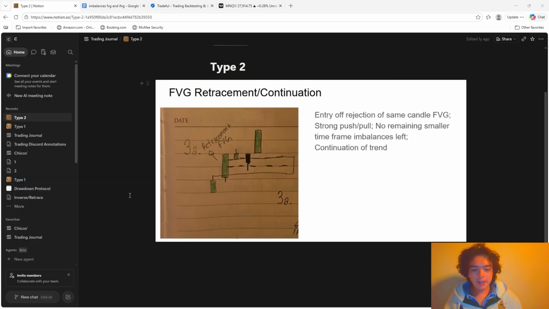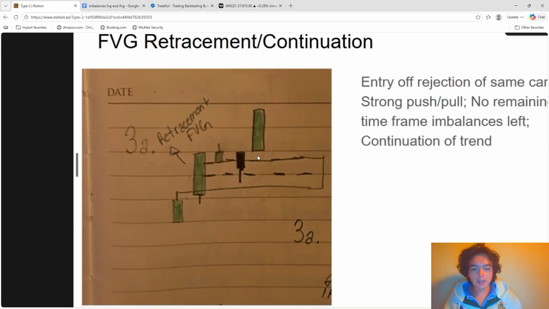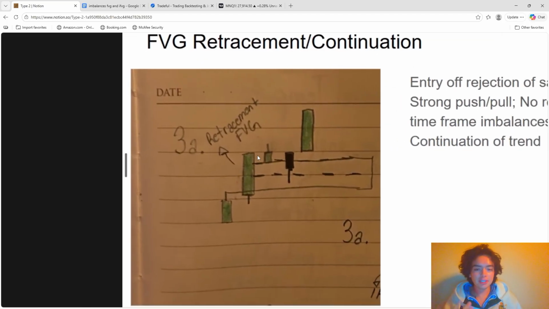So I know these right here are kind of shitty examples, but I just wanted to show them because they're actually the earliest ideas I got of a fair value gap. I shared this to you guys. This is maybe about a year and a half ago where I found out about fair value gaps.